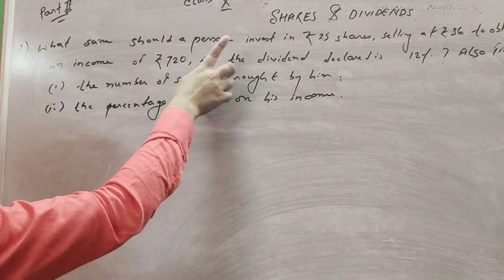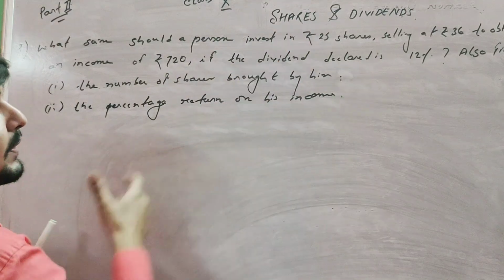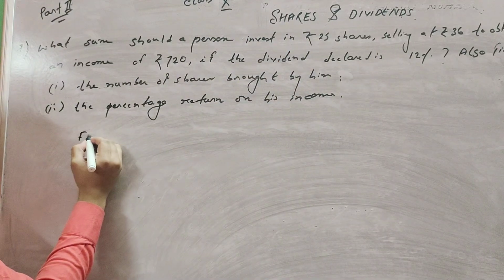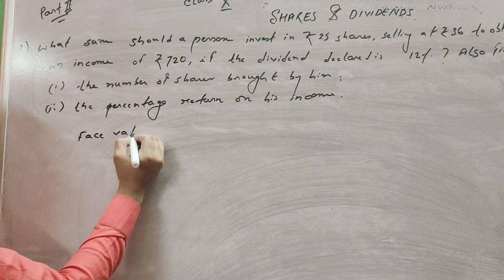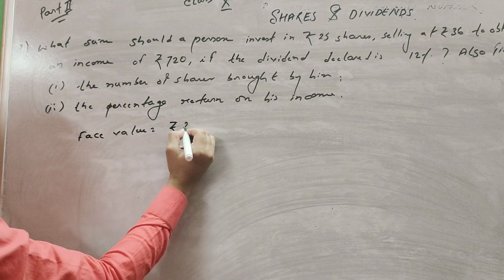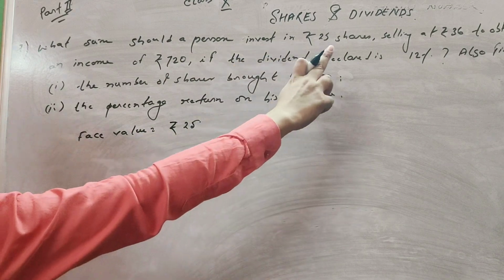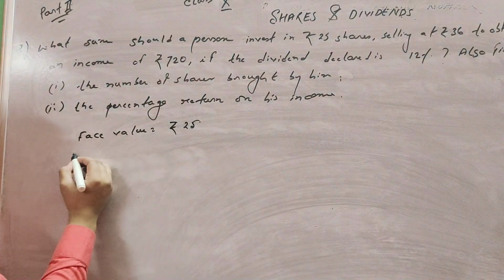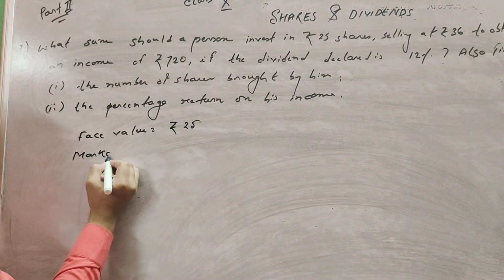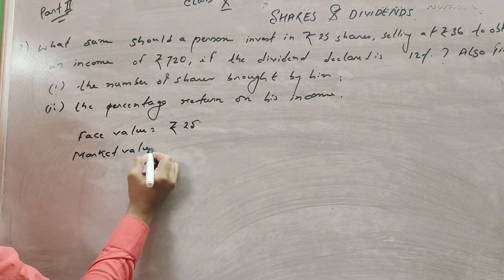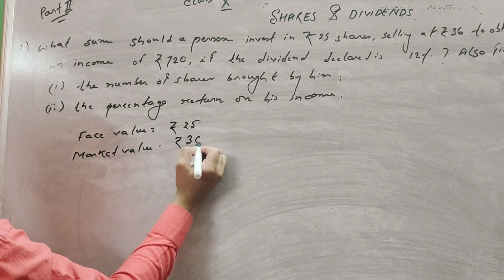What sum should a person invest in rupees 25 shares? That is, the face value is given. Face value is rupees 25. Shares selling at rupees 36, that is the market value. Market value is rupees 36.